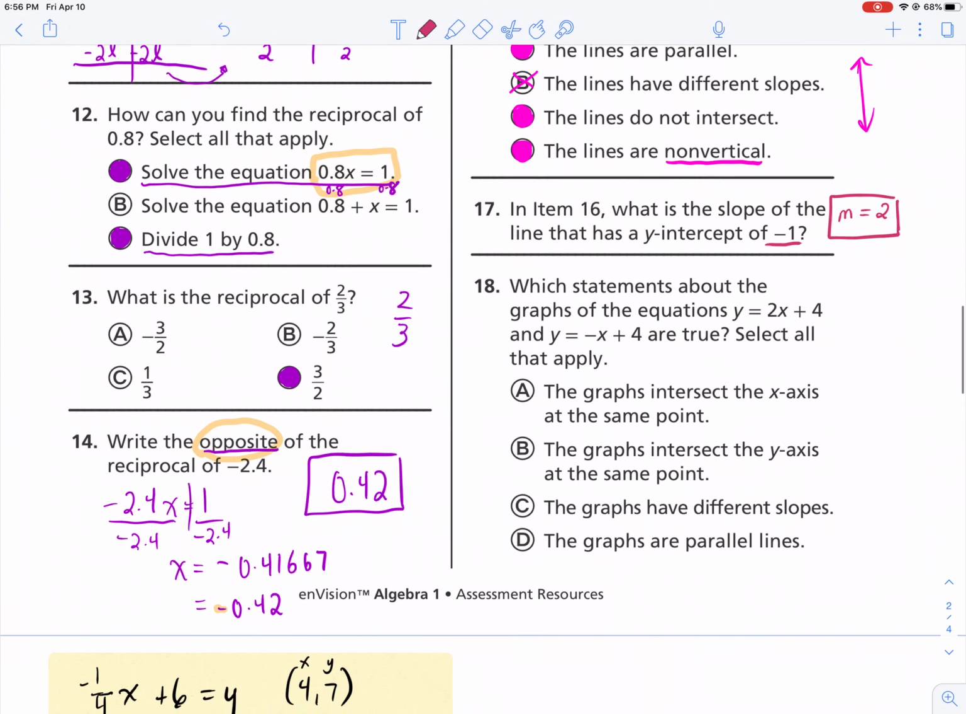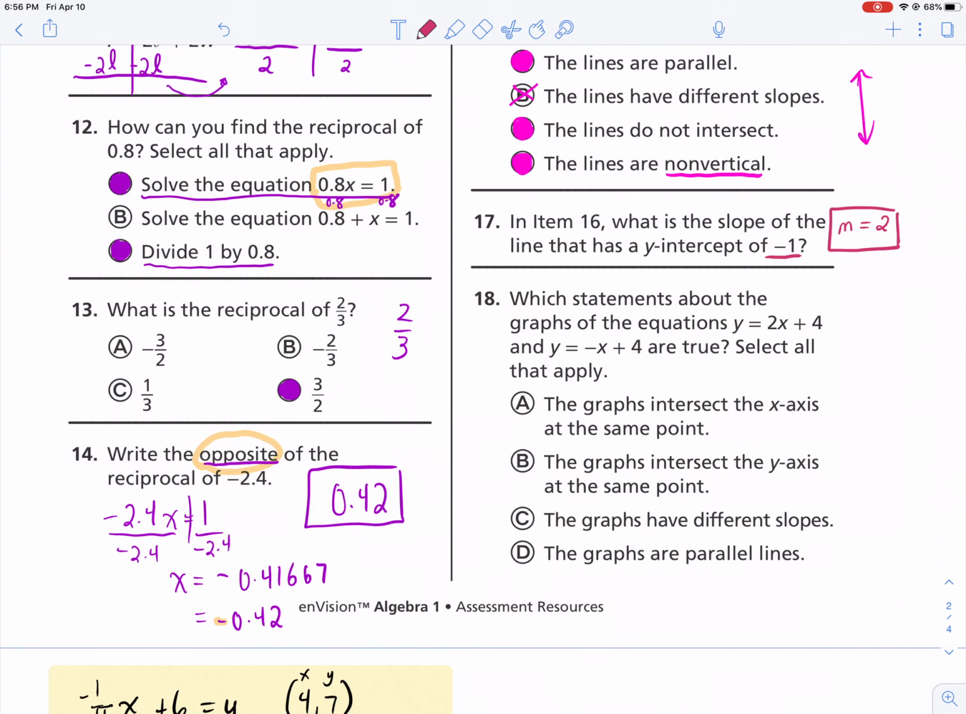Okay, if I jump down to number 18, our last question, which statements about the graphs of the equations y equals 2x plus 4 and y equals -x plus 4 are true? So we see right away they have something in common. If we remember, that's our b, or another way we say that is our y-intercept is going to be the same. So, A, the graphs intersect the x-axis at the same point.